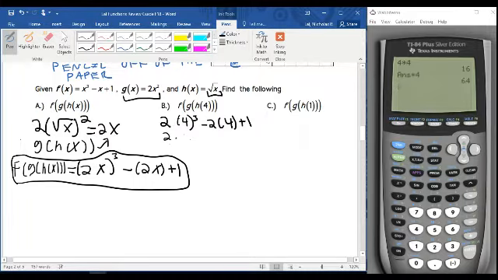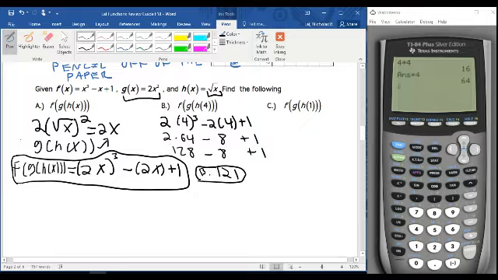That's going to be 2 times 64, minus 2 times 4, which is 8. So minus 8 plus 1. So that's going to be 128 minus 8 plus 1. 128 minus 8 is 120, plus 1 is 121. So that means the answer to B is 121.